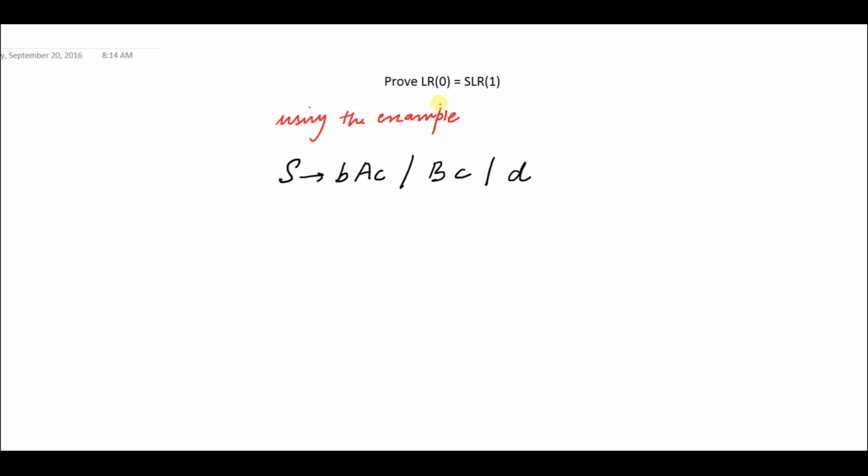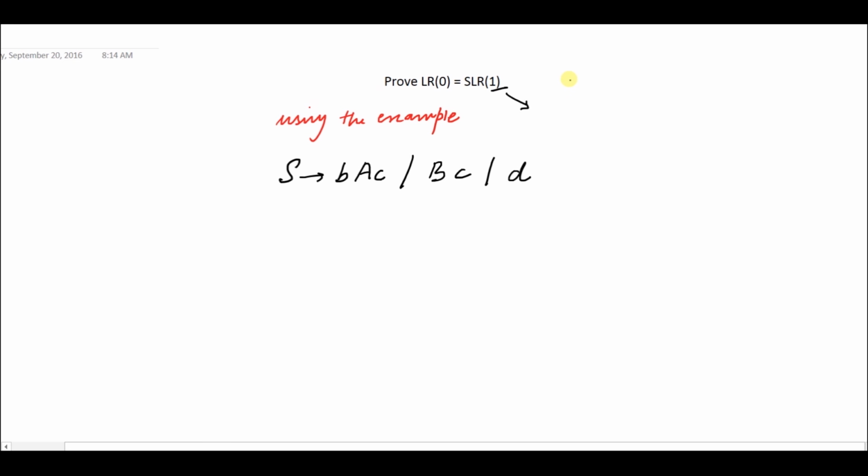It says prove LR0 is equal to SLR1, using the example S gives BAC, BC and D. Now the first thing we want to know about these parsing techniques is that they are both very similar. They are both bottom-up parsers of the category LR. The only difference is in this one, which tells us about the look ahead. We'll cover this later.